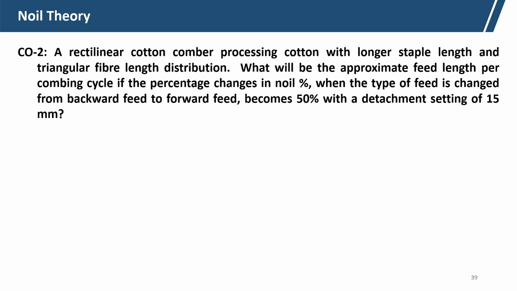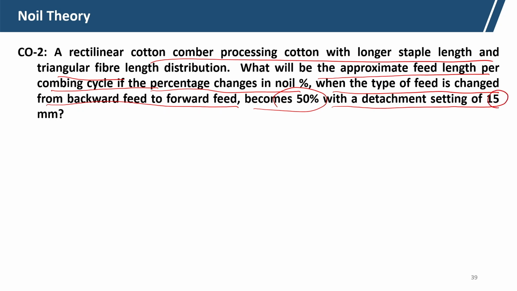Now, the next numerical. A rectilinear cotton comber processing cotton with long staple length and a triangular fiber length distribution, that is as per Gegop theory. What will be the approximate feed length per combing cycle if the percentage change of Noil percent when the type of feed is changed from the backward feed to forward feed becomes 50% with the detachment setting 15 millimeter.